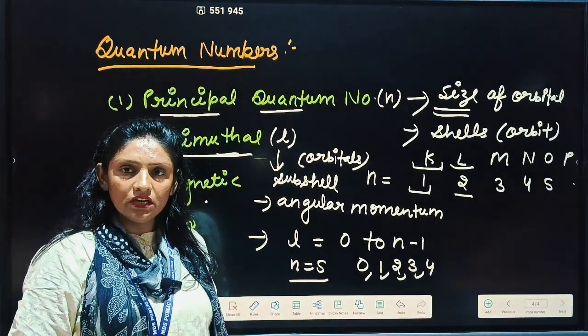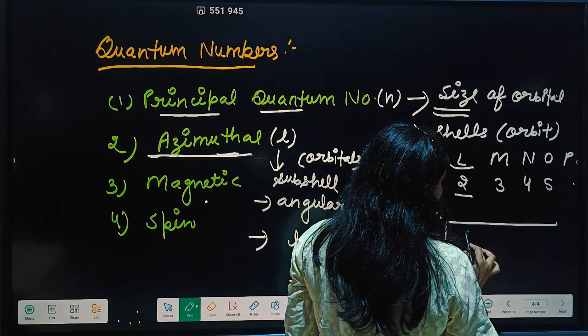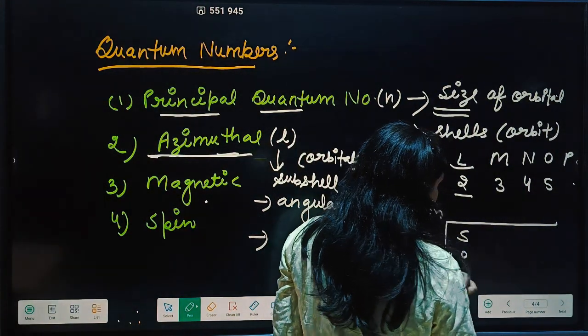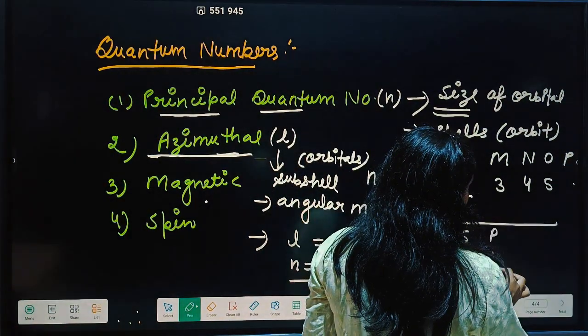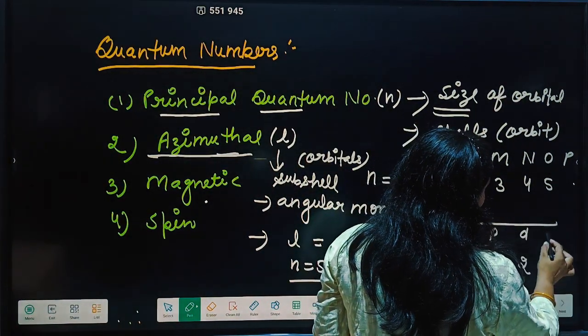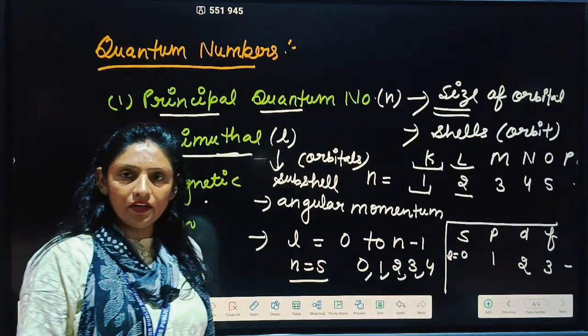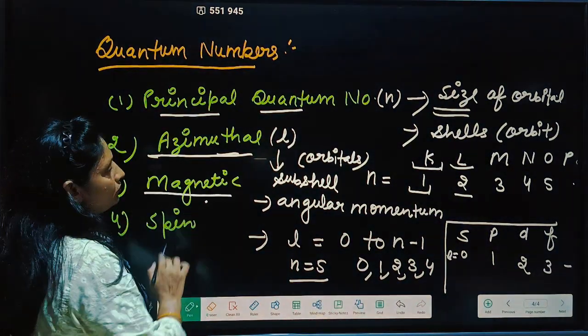But for the s subshell, the value of l is 0. For p it is 1. For d 2, and for f it is 3 and so on. Clear or not? Yes. Then students, the magnetic quantum number.